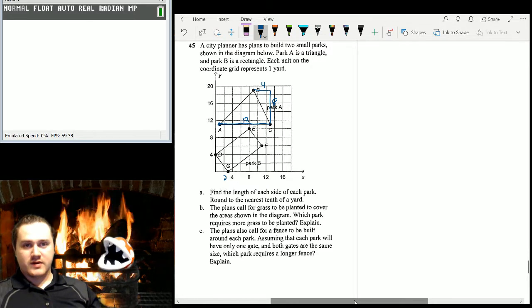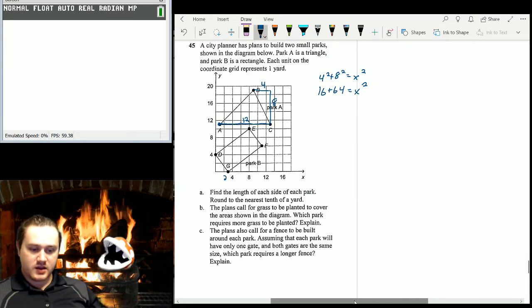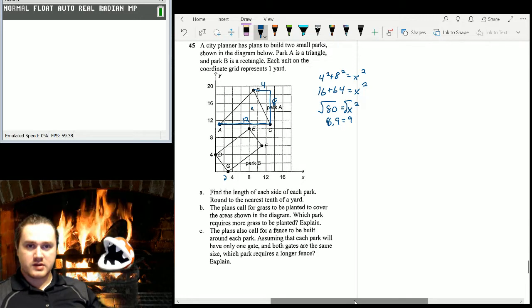So if I want to do that one, it would be 4 squared plus 8 squared equals x squared. 16 plus 64 equals x squared. Okay, so 16 plus 64 is 80 equals x squared. We're going to go to our calculator and say the square root of 80 is 8.9. So that gives us this side.